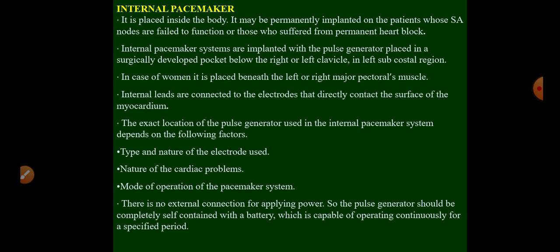Okay, so beginning with the internal pacemaker. The internal pacemaker is placed inside the body. It may be permanently implanted in patients whose sinoatrial nodes have failed to function or those who have suffered from permanent heart block. Internal pacemaker systems are implanted with pulse generators placed in a surgically developed pocket below the right or left clavicle in the subcostal region. In the case of women, it is placed beneath the left or right major pectoral muscle.